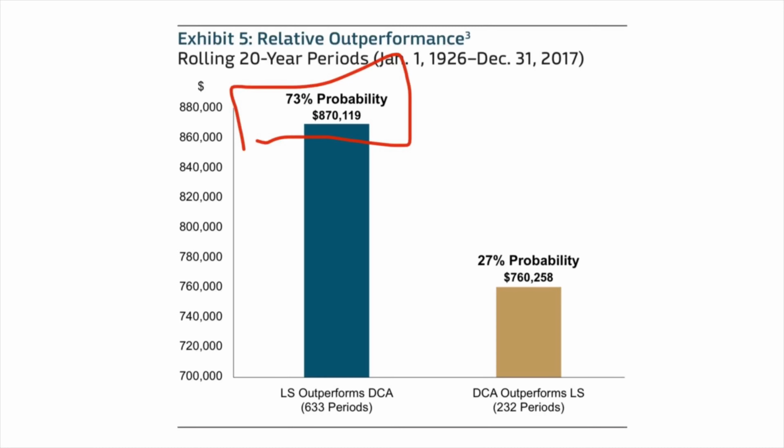So the probability is that 3 out of 10 times dollar cost averaging would have been better, but 7 out of 10 times lump sum investing is better. Now, the interesting thing is that when dollar cost averaging outperforms lump sum investing, it outperforms it by less on average than when lump sum investing outperforms dollar cost averaging.